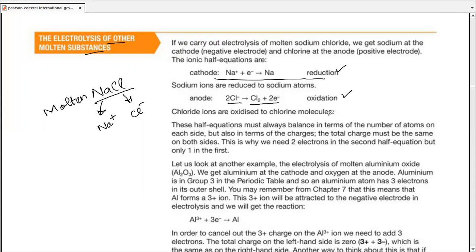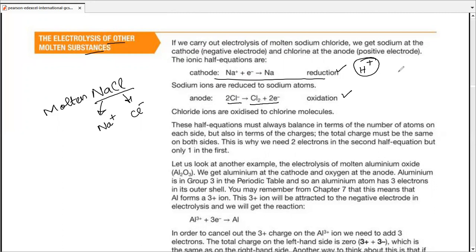Now, this is going to happen so many times that you would be clear and confident that reduction always happens at cathode and oxidation always happens at anode. Reduction would mostly happen to the metal positive ions. The only exception is the hydrogen positive ion. Otherwise, it would be all positive metallic ions that are going to reduce at cathode. And you would only see the non-metallic ions getting oxidized at anode.